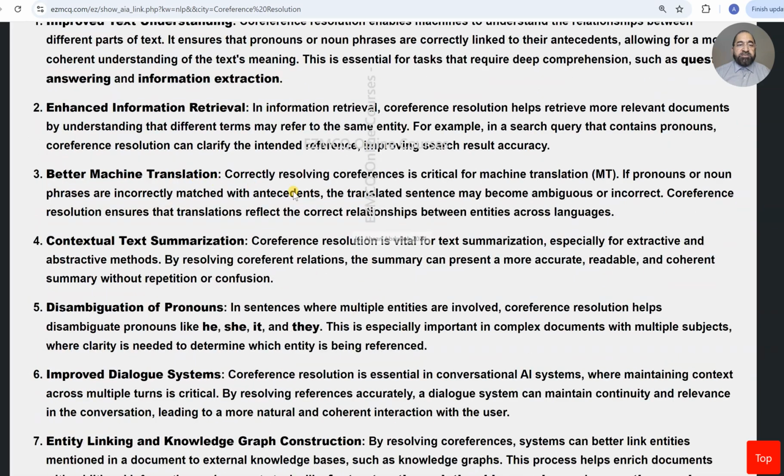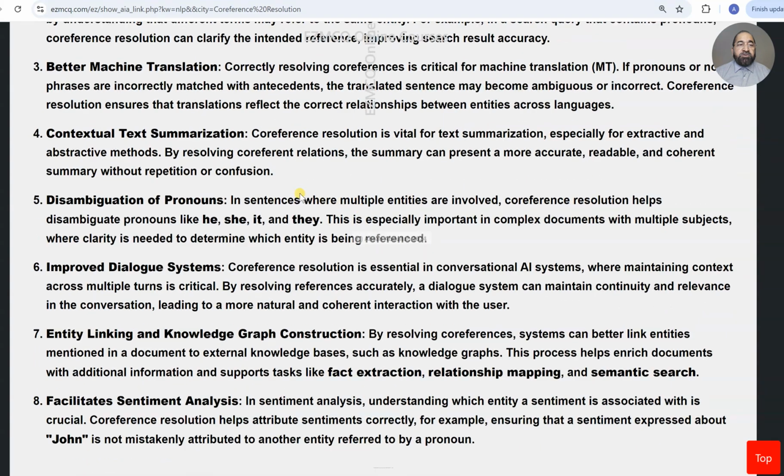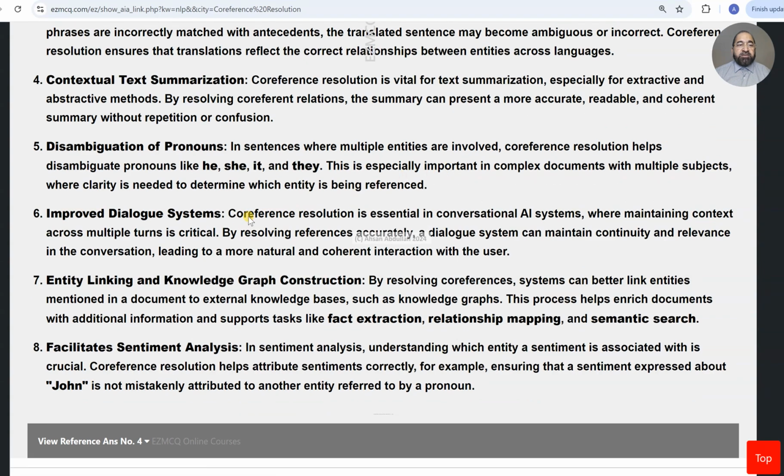Better machine translation: correctly resolving the co-reference is critical. If pronouns or noun phrases are incorrectly matched with antecedents, that is going to result in wrong translation. It may become ambiguous. It may become incorrect. Contextual text summarization, especially for extractive and abstractive methods, because without co-reference resolution, it will lose the context. Improved dialogue systems, where maintaining context across multiple turns is critical: who is saying what, when and where.